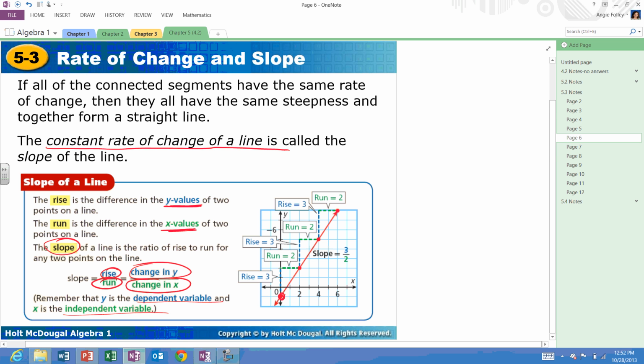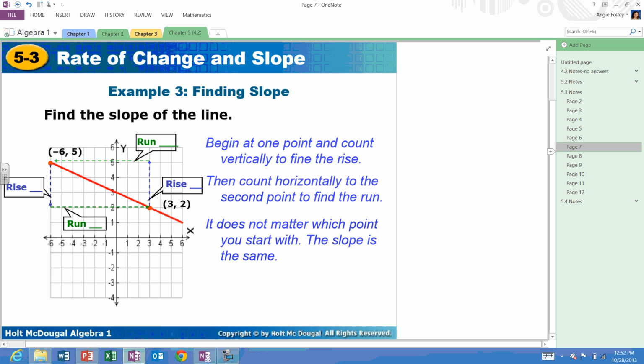So if you look over here, if I'm going from this point right here to this point right here, my rise is 3 and my run is 2. So my slope would be my rise, 3, over my run, 2. So my slope of this portion right here is 3 over 2. And in this case, it's the same for the whole line because it's a perfectly straight line.